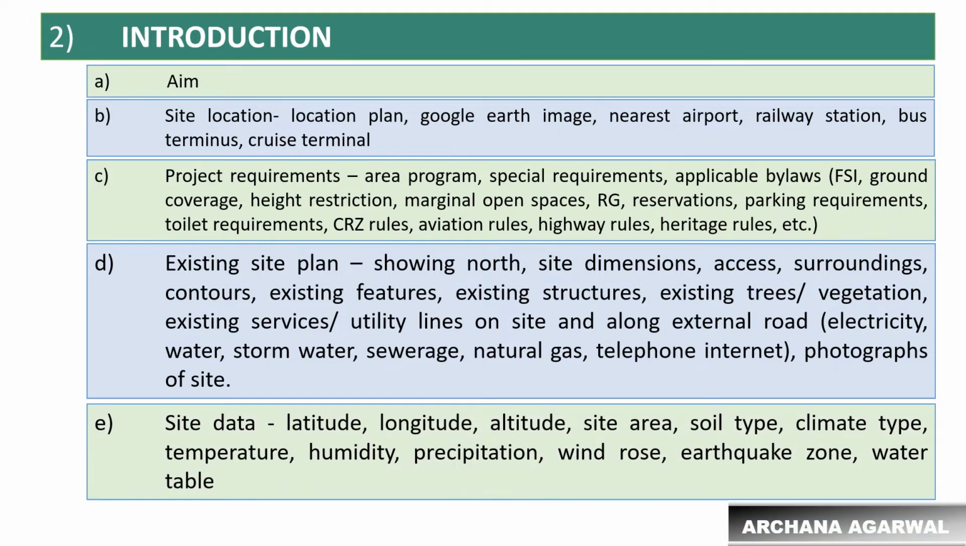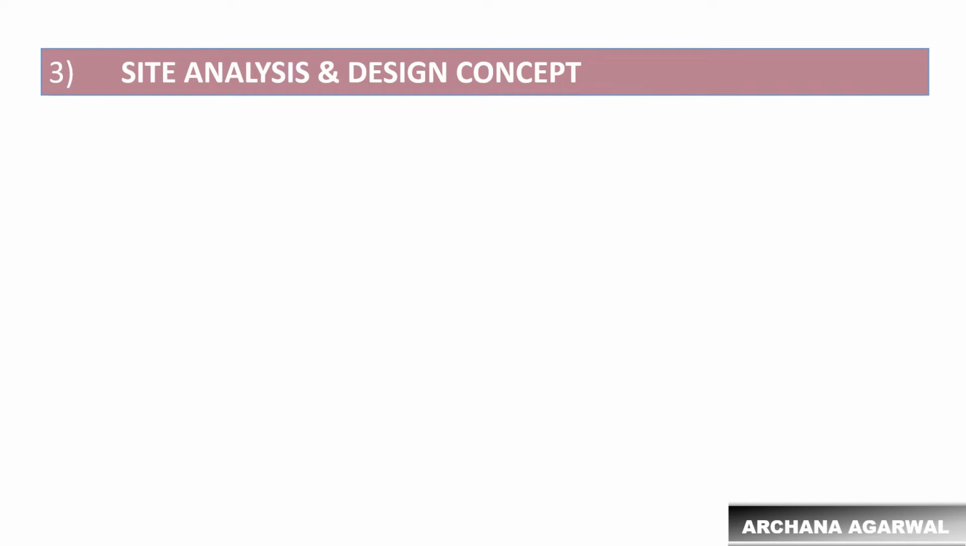Give site data like latitude, longitude, altitude, site area, soil type, climate type, temperature, humidity, precipitation, wind rose, earthquake zone, water table, etc. Before you start presenting your proposed design, it is essential to explain how you arrived at that design. And this can be done through site analysis and presenting the design concept.